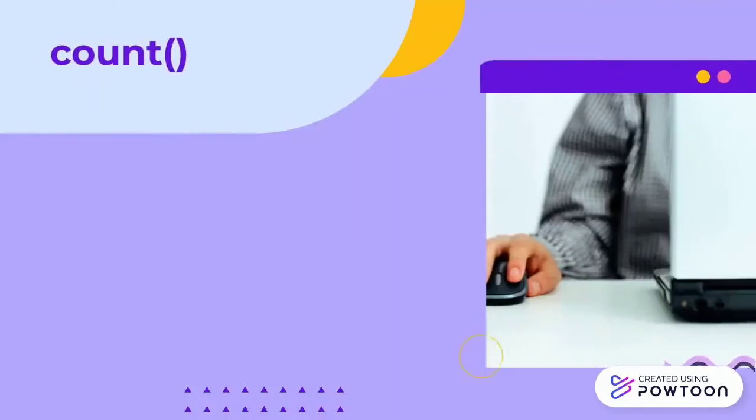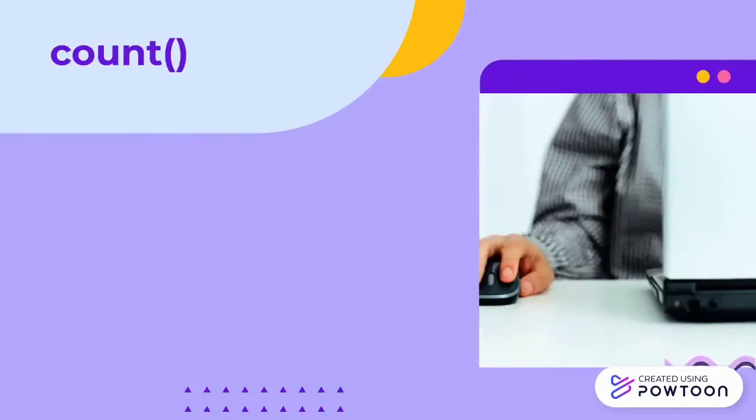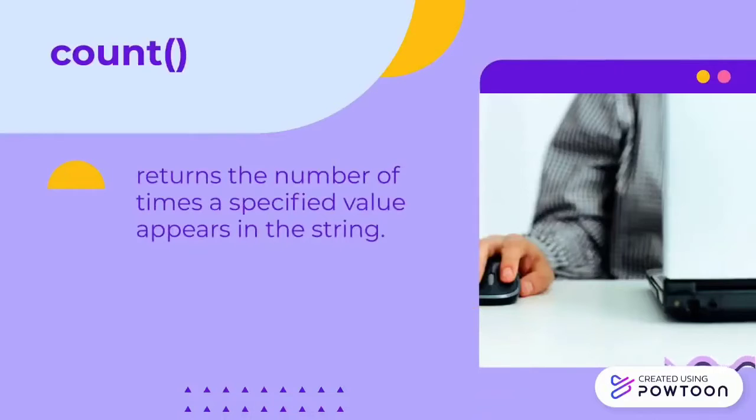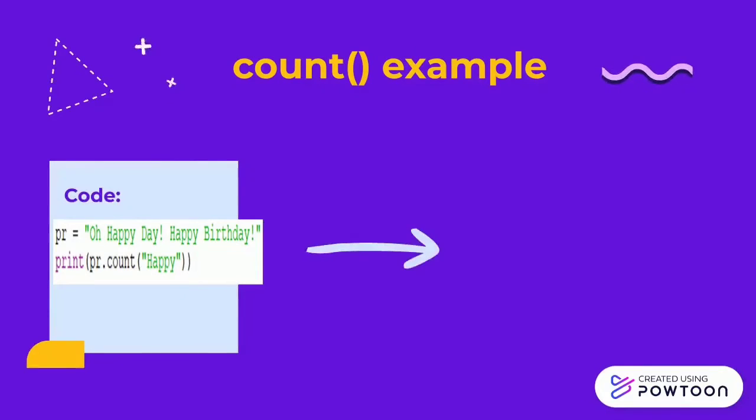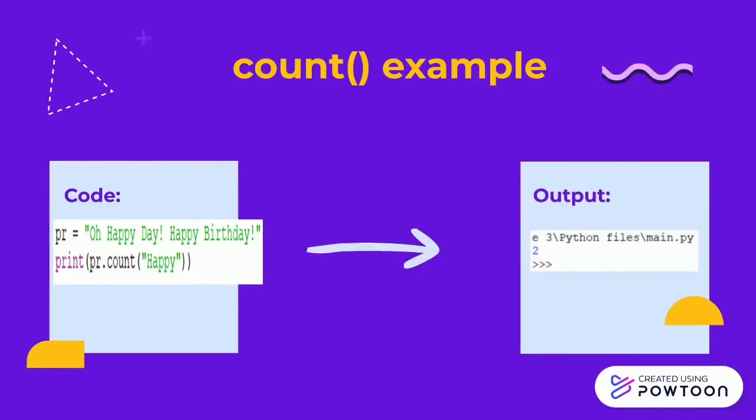The 12th, count. Returns the number of times a specified value appears in the string. As you can see in the sample, we've used the count method, which displays the number of times the word appears.